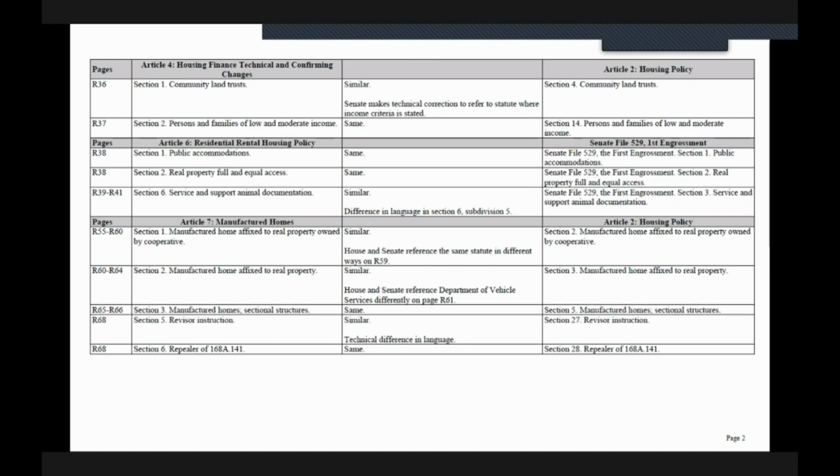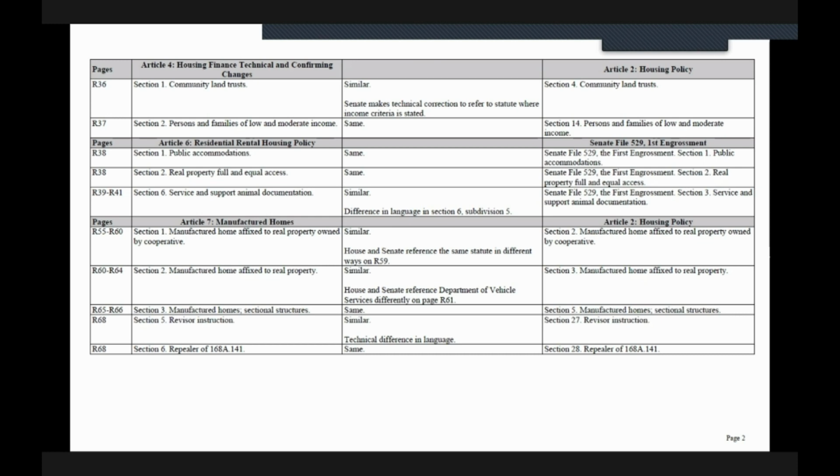Thank you. Okay, so the chair moves adoption of House Section 2 on pages R60 to R64. Any further discussion, Mr. Worth? If not, if you unmute, all those in favor say aye. Aye. Opposed, nay. That motion prevails.